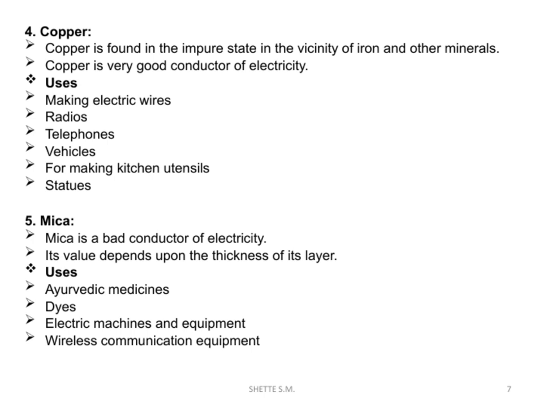Moving on to mica, it's quite different. Mica is a poor conductor of electricity, which means it doesn't allow electrical current to pass through easily. Its insulating properties depend heavily on the thickness of its layers. Thinner layers provide better insulation. This characteristic makes mica very useful in the electrical and electronic industries.